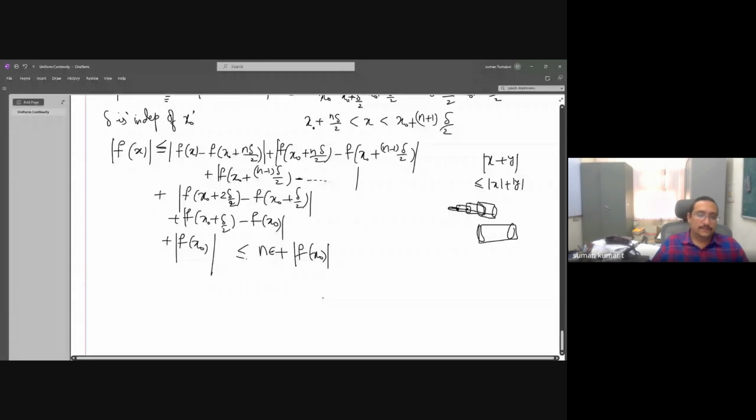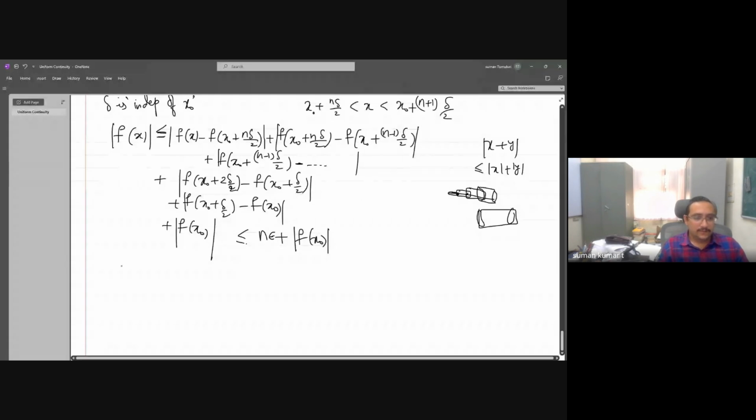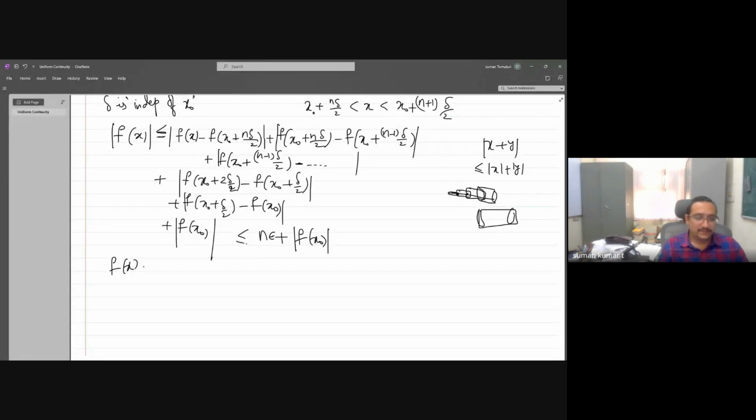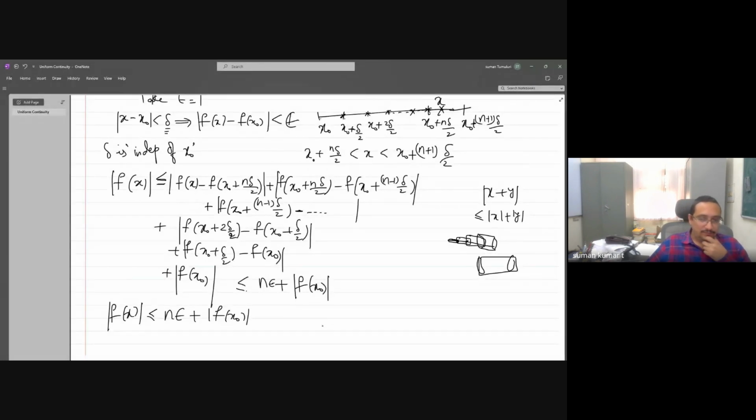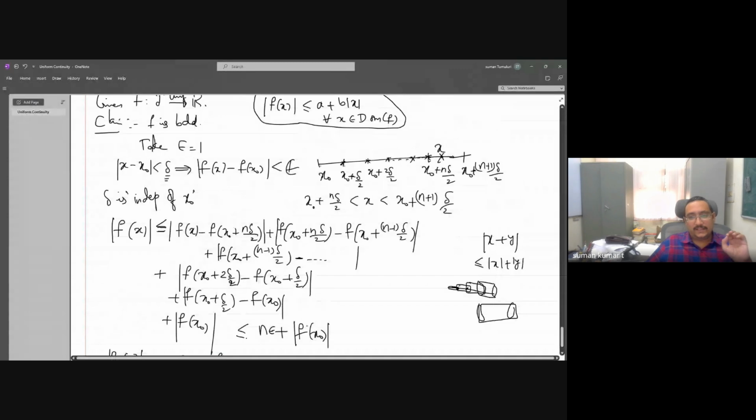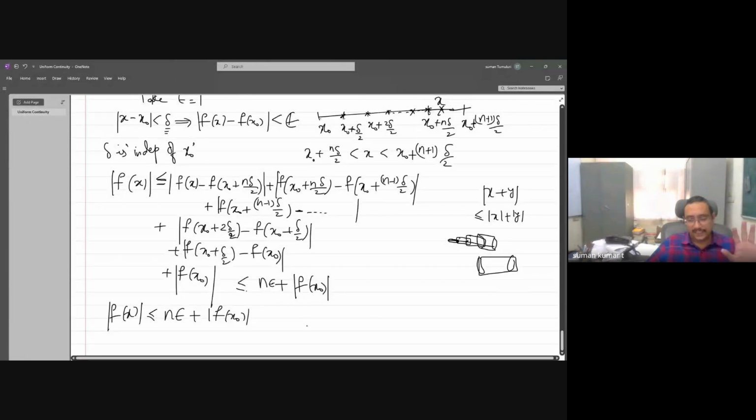What is the estimate that I have proved? I have proved that f of x is less than or equal to n epsilon plus this. Now I have given you 90% of the proof. You have to fix the proof now. In fact, I have given you all the ingredients.